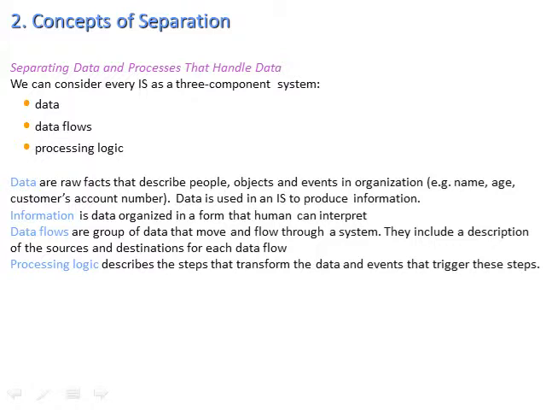Data flows are groups of data that move and flow through a system. So the data obviously flows through the system, and there are certain processing steps that transform the data into different forms depending on these trigger events. And so along with data flows, we think about this idea of processing logic that describes the steps that transform the data and the events that trigger these steps.